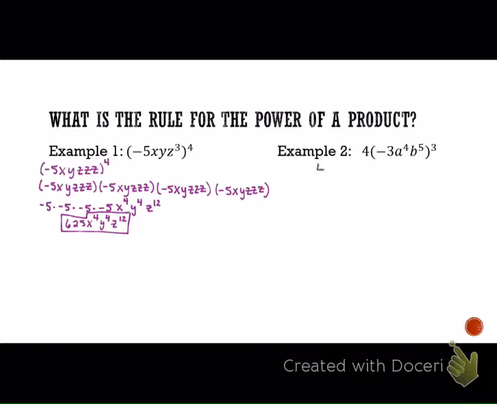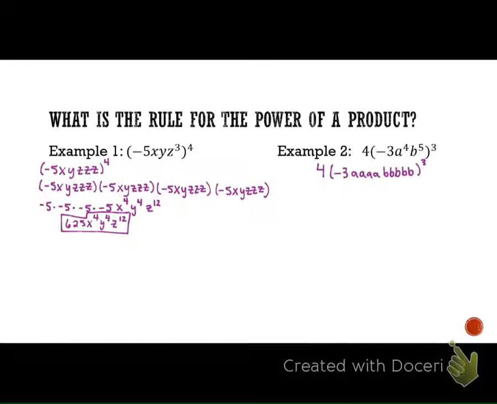So I have 4, and then I have negative 3, a 4 times, and b 5 times, all to the 3rd power. So then I'm going to list that out again. The 4 does not get listed out more than once.